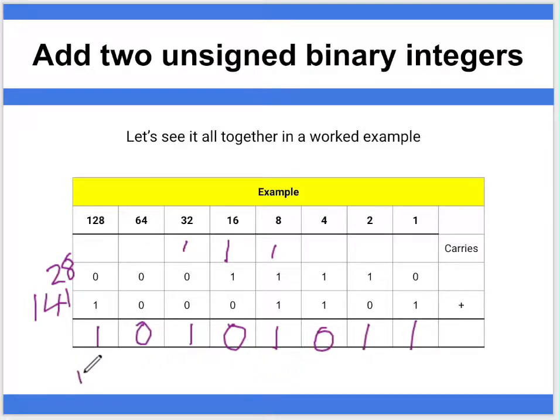Let's add that up. 128 plus 32 gives us 160, 168, 170, 171. Okay, let's see where we've gone. Have I added the binary? Oh, I've added the binary number up wrong. Ignore that just there, because I've actually got 24, 28, 30. 171 is our final answer, so there we are.